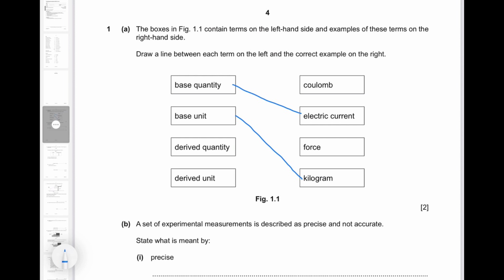Derived quantity would be a quantity which is derived from a base quantity, and that would be force. And a derived unit is again a unit derived from base units, which is coulomb.